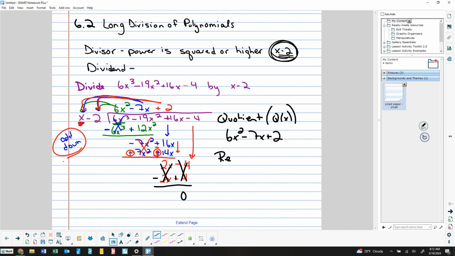And the remainder, or R of x, sometimes Varsity will call it that, is this guy, which is 0. And remember, even in synthetic division, your remainder is written over your divisor. So if this was a number, it would be that over x minus 2. Okay? All right, we'll do another one.